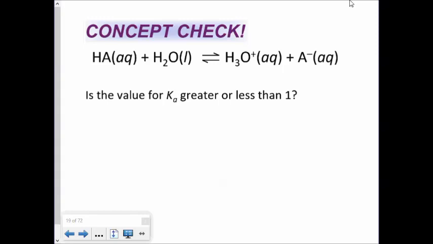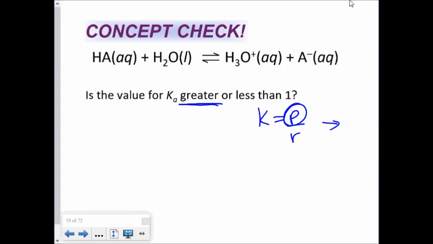Now, based on what we determined, that water is the better base and so it lies on the product side, HA must be the better, stronger acid. What is the value for the Ka? Is it greater than or less than 1? Products are dominating. Over here we have the products dominating, so our K is definitely going to need to be greater than 1. Equilibrium has been pushed to the right here.